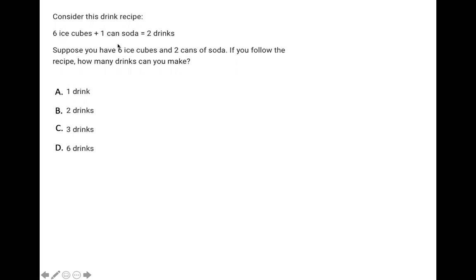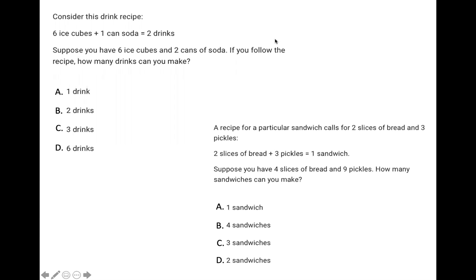I think by looking at the amounts and how they combined within the recipe and how much I started with, I agree with you. Let me send you another polling. This is a different recipe. We've got a recipe for a sandwich, 2 slices of bread and 3 pickles. That will give you 1 sandwich. So let's say you had 4 slices of bread and 9 pickles in your cabinet. Take a second, think about that. How many sandwiches could you make?